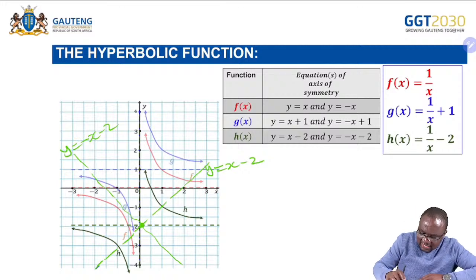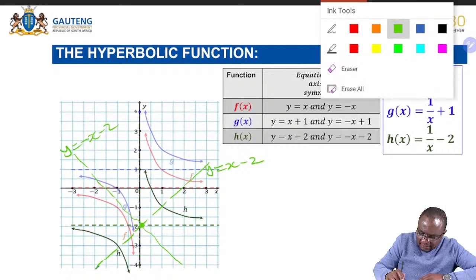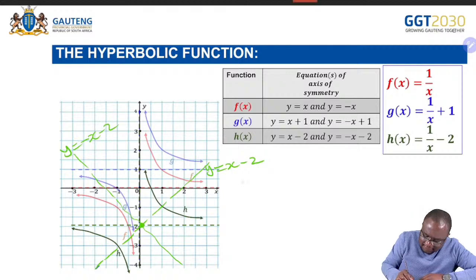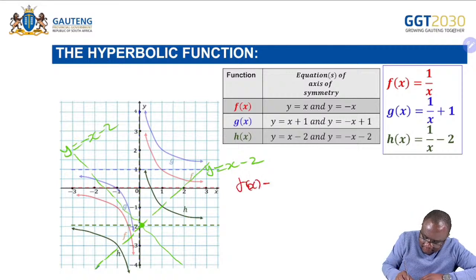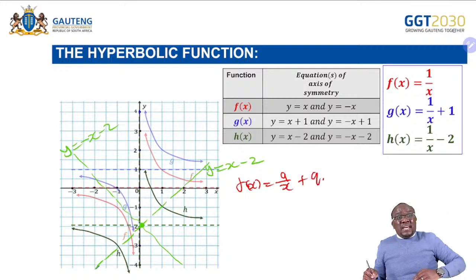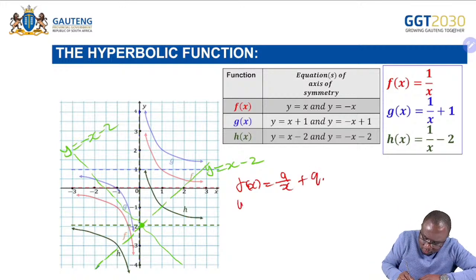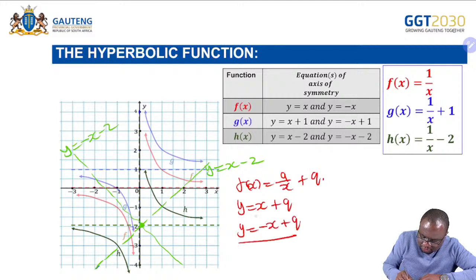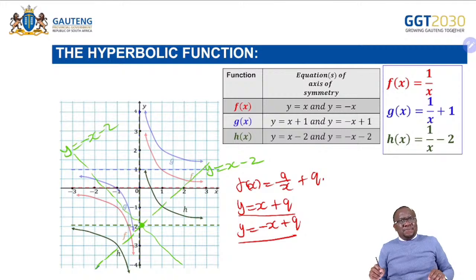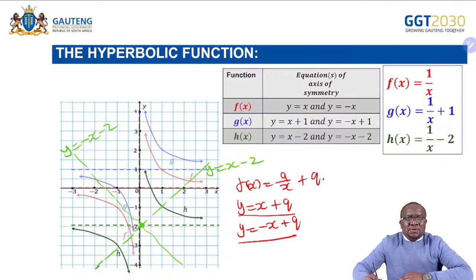So we can generalize and say what? For this graph, f of x is equal to a over x plus q. The equations of the axis of symmetry are going to be y is equal to x plus q, and y is equal to negative x plus q. You just use the q value there. You see that? Okay. Right. One minute to just write your short notes, then we continue after that.